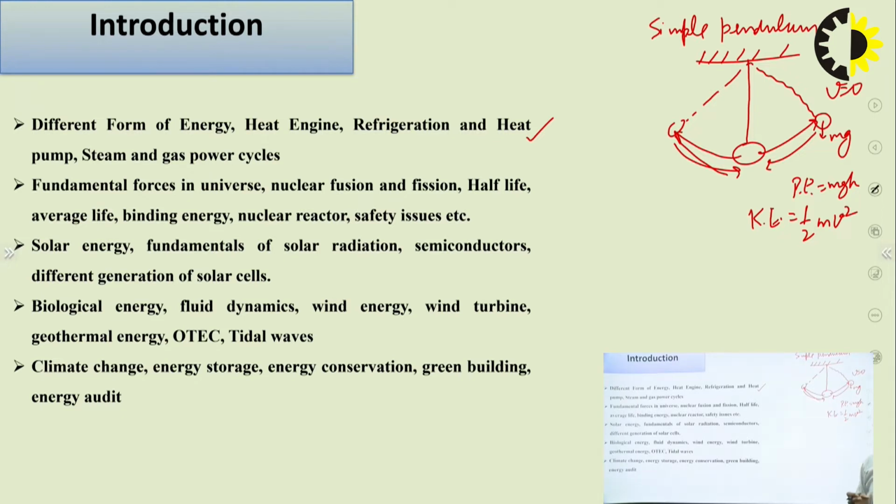And we will also study the efficiency of a heat engine, that is basically the output upon input.